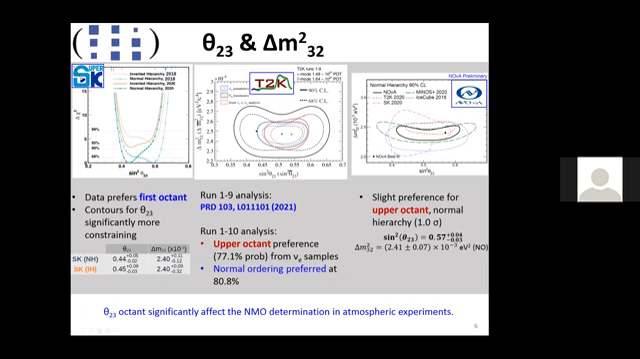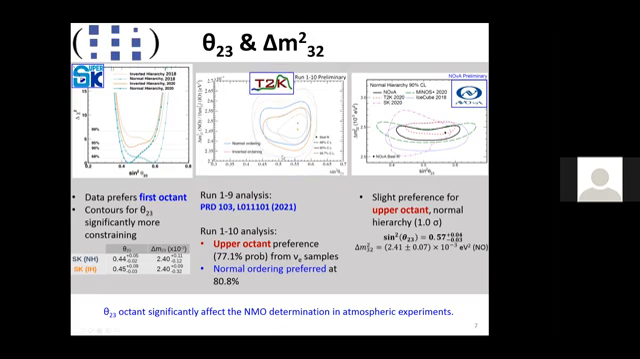For T2K, 2 results were released last year. With the run 1 to run 9 dataset, the best fit theta 2-3 for neutrinos and antineutrinos are consistent within 1 sigma. After adding run 10 data and using new analysis techniques, the best fit value moved to the upper octant. And both of these 2 analyses prefer normal ordering.